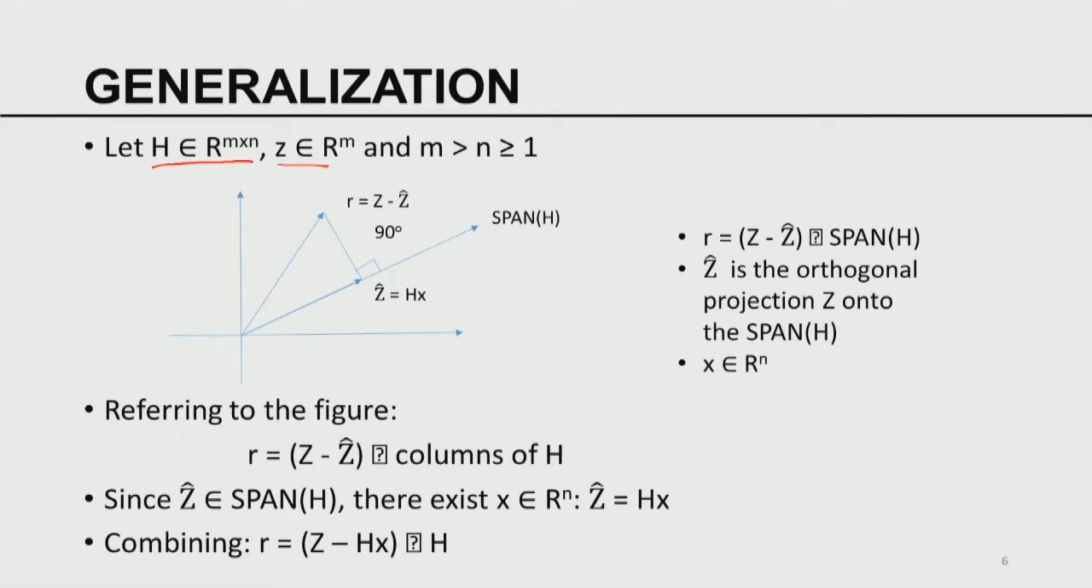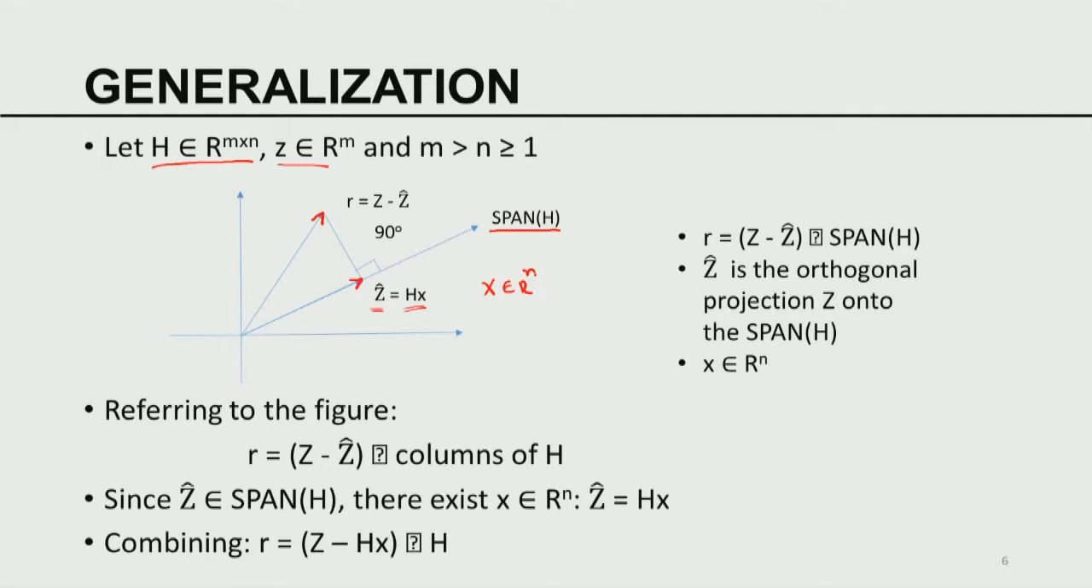Now since H has n columns, I am going to consider the subspace spanned by the columns of H. That is the subspace onto which I would like to project my vector z. That is the vector z. If I project that vector, z hat is given by this. So z hat in this case is the projection. It is still H times x, but in this case x is a vector belonging to R^n. When n is 1, x was a scalar. That is what we had earlier.